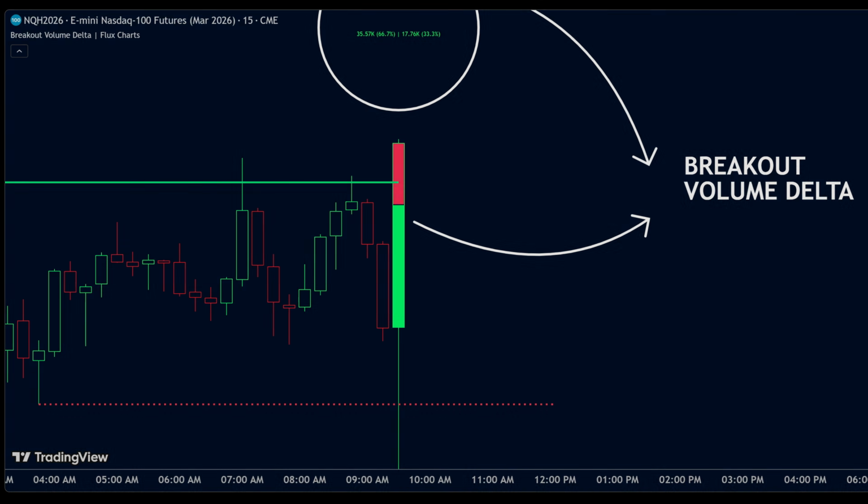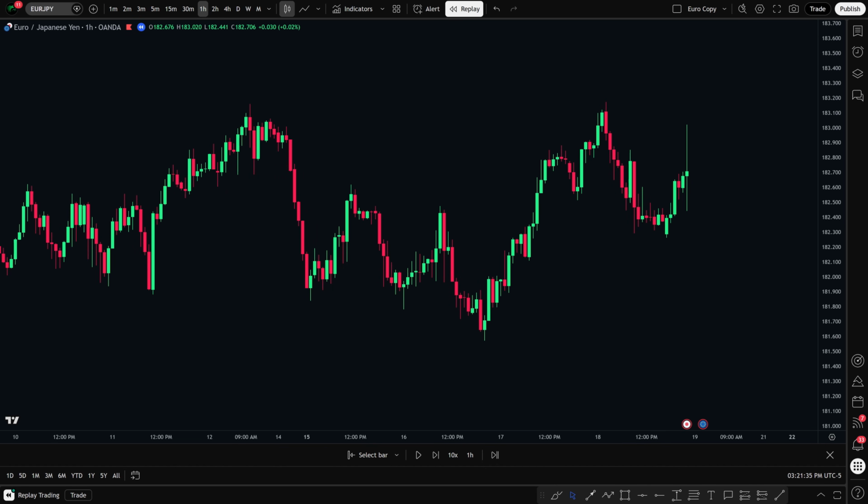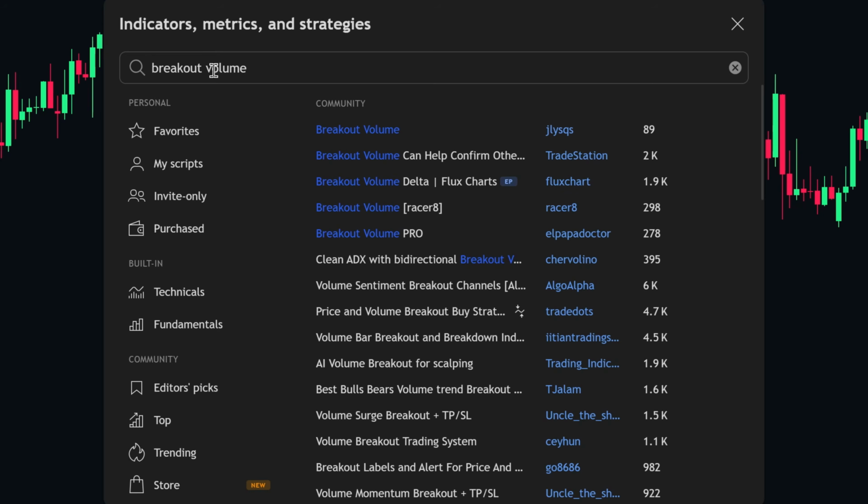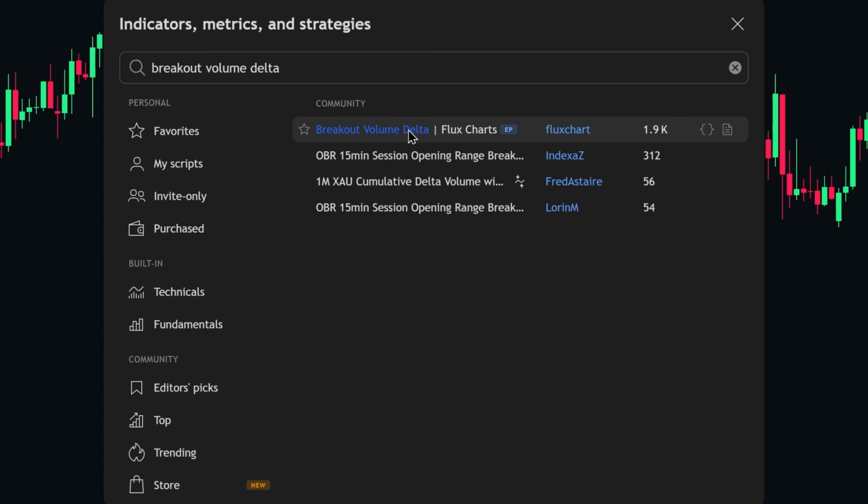To add this indicator, open TradingView and load any market on your chart. Next, click on the Indicators button at the top of the chart. In the search bar, type Breakout Volume Delta and select Breakout Volume Delta by Flux Charts from the list.